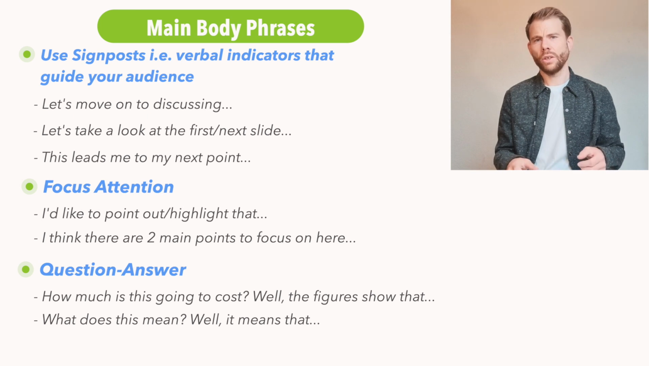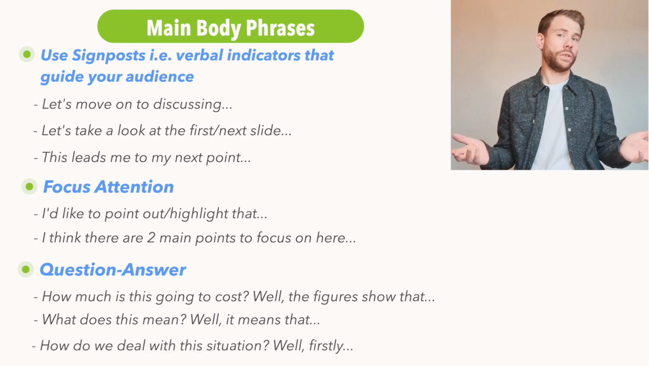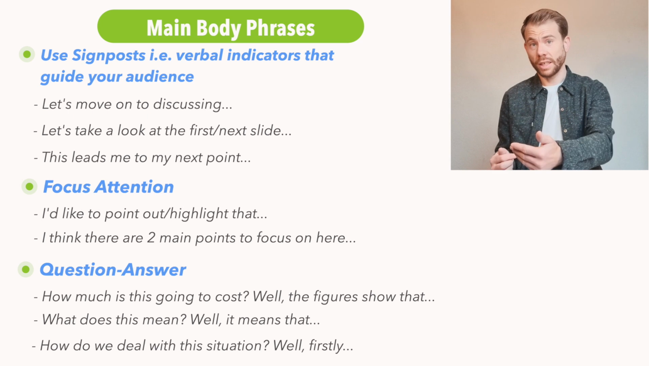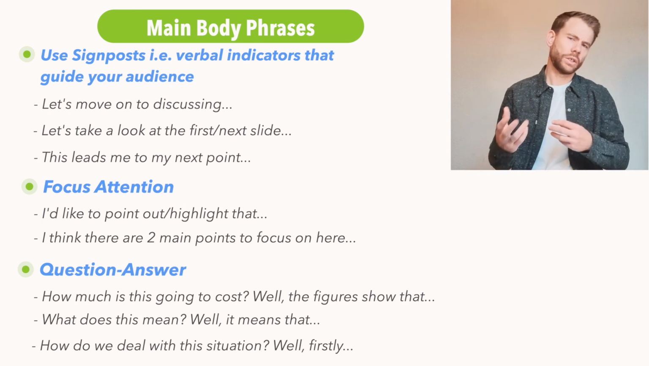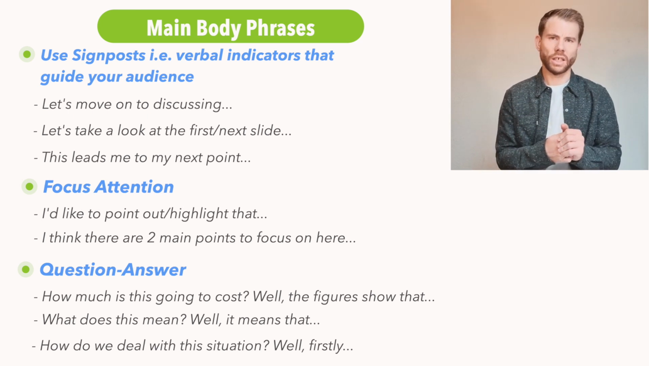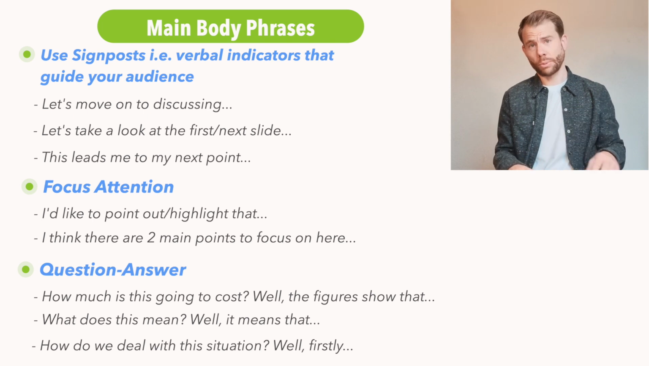Or, so how do we deal with this situation? Well, firstly, so this is a really nice way of being interactive, and yes, I really encourage you to try and use this in your presentations. They will certainly improve them if you're not doing it already.